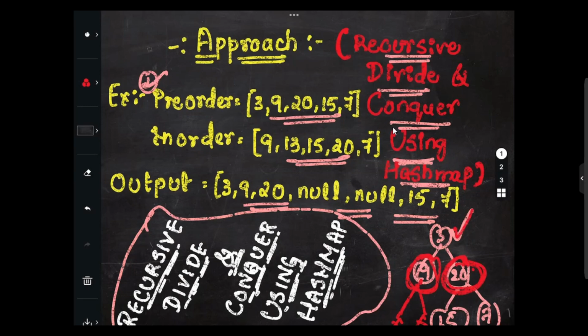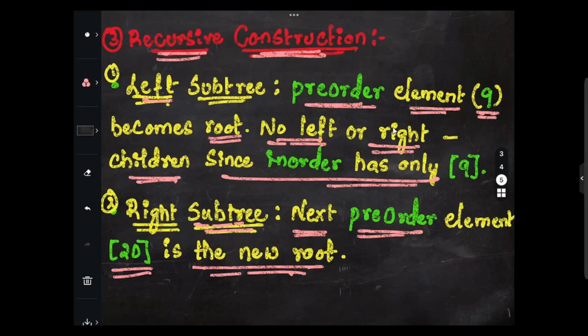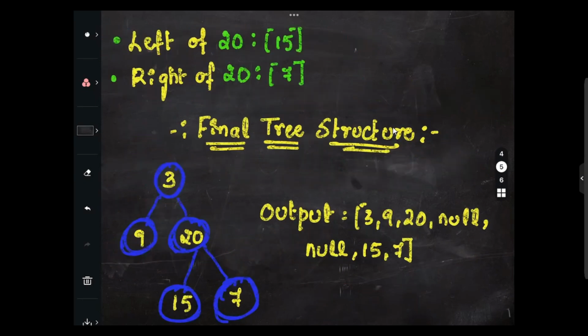We have already considered 3, so this doesn't have children, so we will be considering 20 as the new root here in this case, right? Let's come to this part. So we are done with this one, right? So left of 20 is 15 and right of 20 is 7.